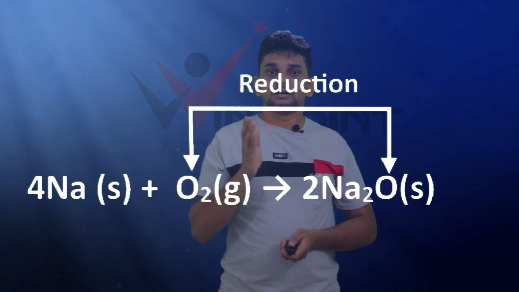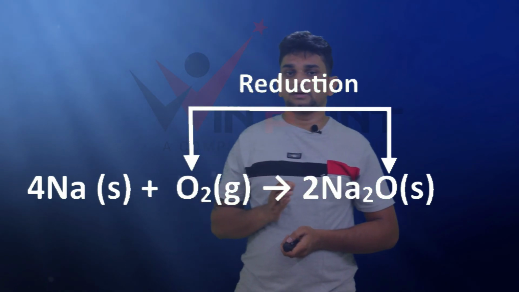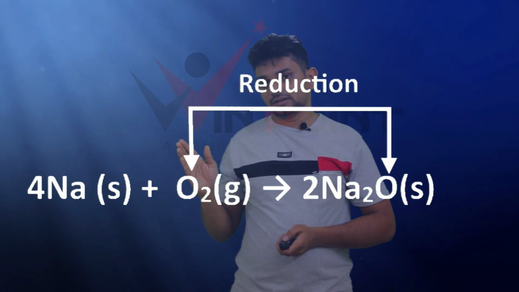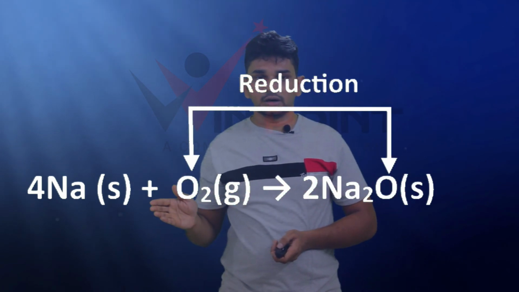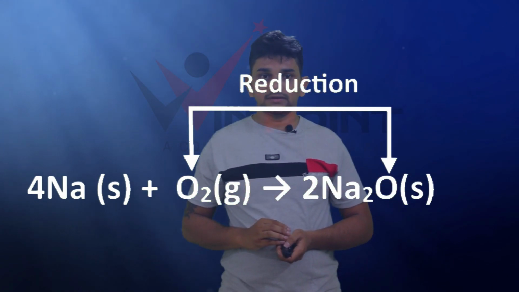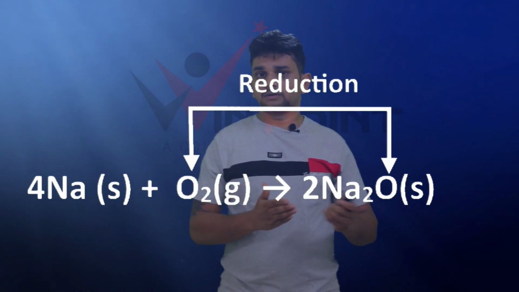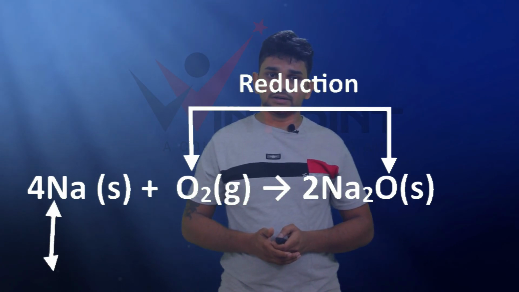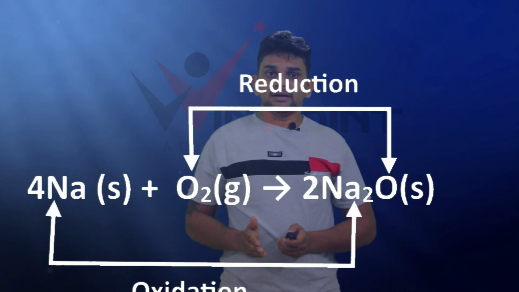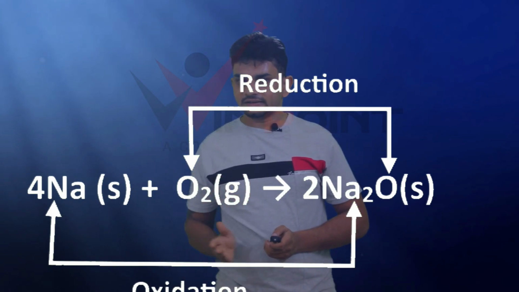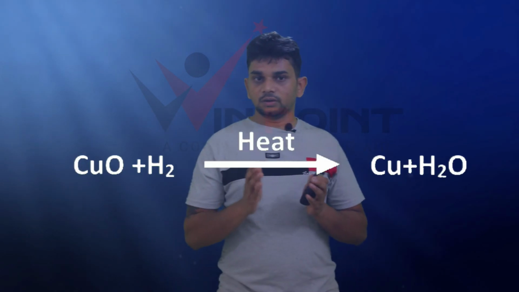Oxygen undergoing reduction. And now we can go for sodium. In the reactant side it is Na, in the product side it is Na2O. Na has been converted to Na2O, means Na has been combined with oxygen to form Na2O. Combination of oxygen, addition of oxygen, it is oxidation. So it will be oxidation. Na undergoing oxidation, Na oxidized, and O2 reduced. O2 is undergoing reduction.